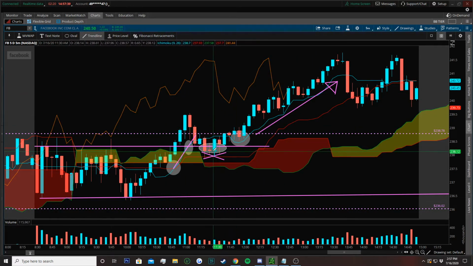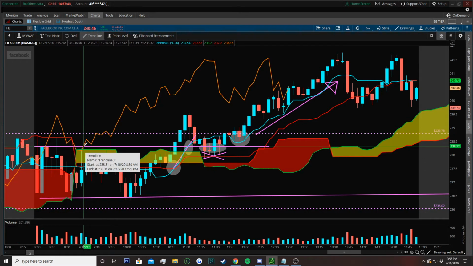Let's see where this lag line is. The lag line is 26 periods behind every time. So look at that. Breaking out of the cloud.